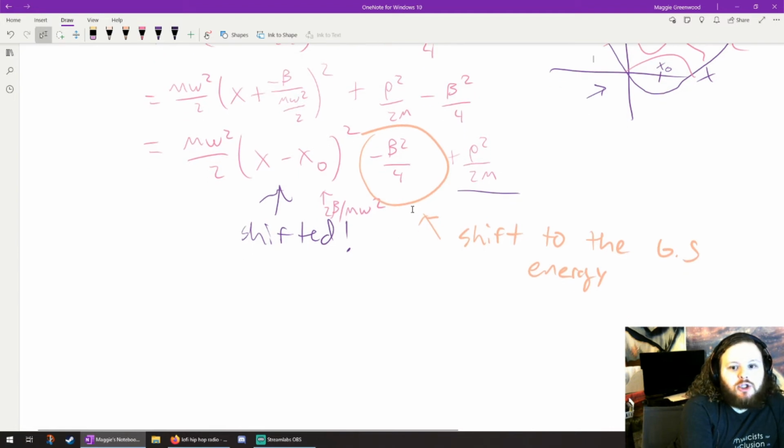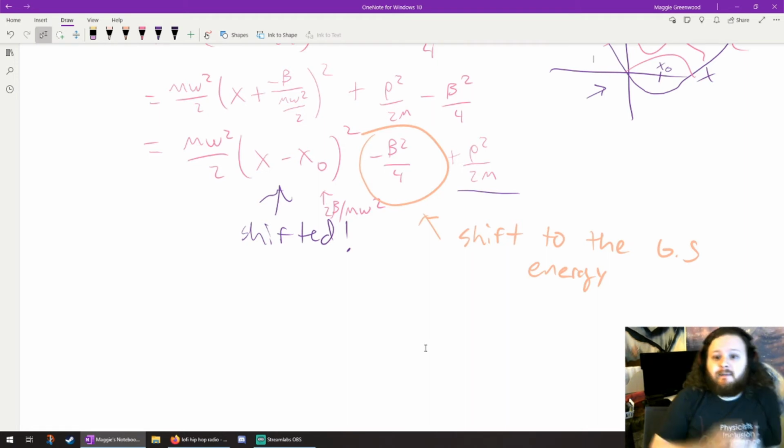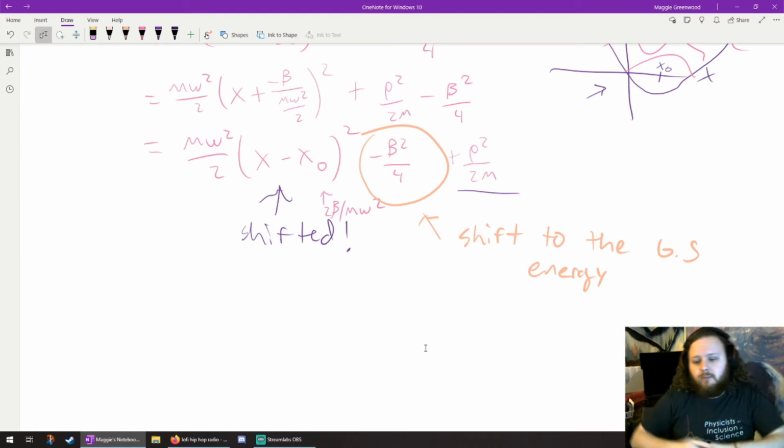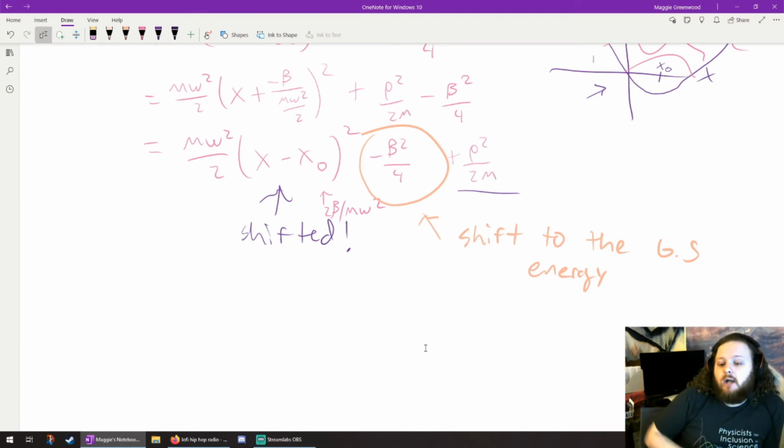So I circled this peach thing because it's a shift to the ground state energy. The wave function is going to look like the ground state wave function for the harmonic oscillator, which is a Gaussian, I think. Or yeah, I think it is actually just a Gaussian. Except rather than being centered over the origin, it's going to be shifted a little bit to be centered over X naught, because the addition in this potential is basically shifting where your origin is, and that's all it's doing.